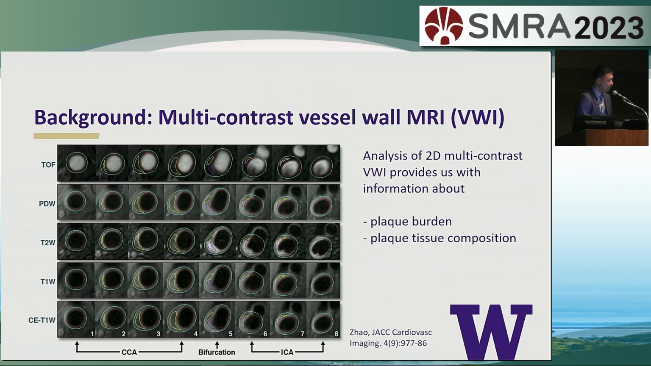As an example shown here, analysis of 2D multi-contrast vessel wall MRI provides us with extensive information, both about the plaque burden, shown in these blue and red contours detailing the lumen and outer wall boundary of the plaque, and also the plaque tissue composition. Many of these are high-risk features identified, like intraplaque hemorrhage, which is proven to be associated with increased risk of stroke.